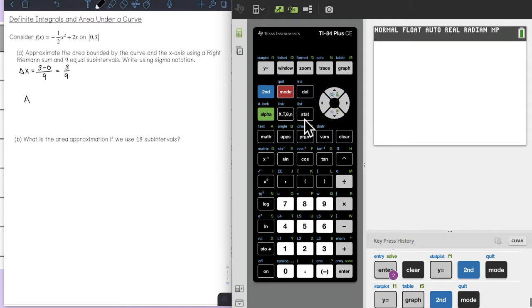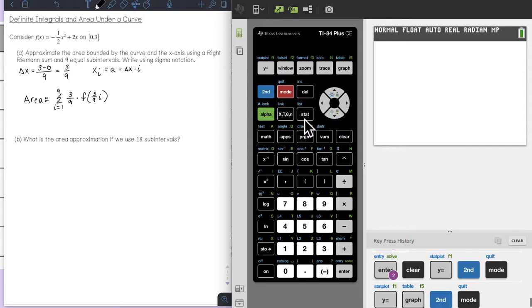So my area approximation, if I start writing my sigma notation, right, I'm going to take the sum from 1 to 9, so my 9 subintervals, of my delta x, which is the width of my rectangles, times, and now I need to use the function to evaluate the height of each interval. So for a right subinterval, my x values that I want to evaluate my function at is going to be equal to the a value, the starting value, plus the delta x times i. So because my a value is 0, I would get 0 plus or just nothing there, and then I'm going to get 3 over 9 times i.